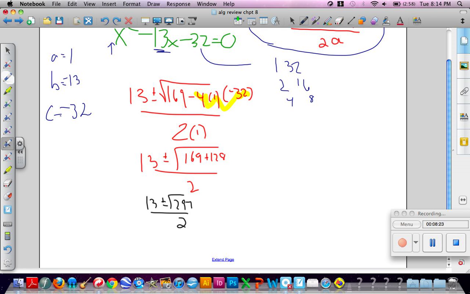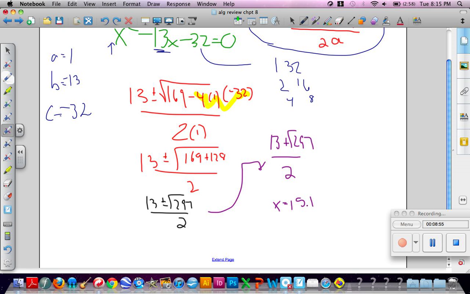I'm going to sneak up here. Now I'm going to have two answers. I'm going to take 13 plus root 297 over 2. So take your calculator, take 13 plus the root of 297, hit equals, and then divide by 2. So that gets me x equals 15.1.